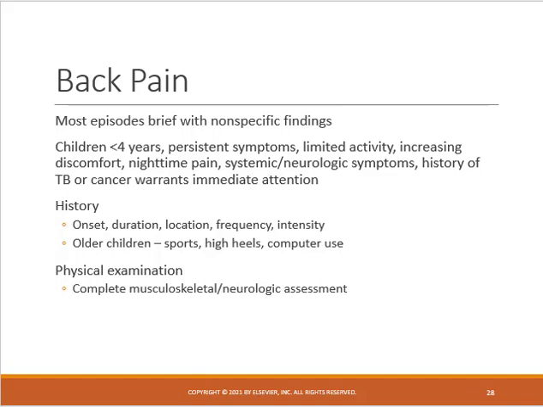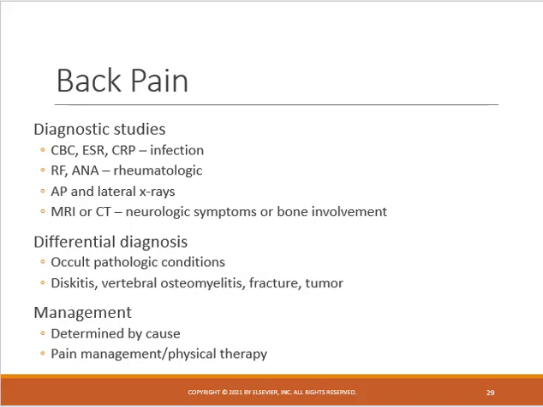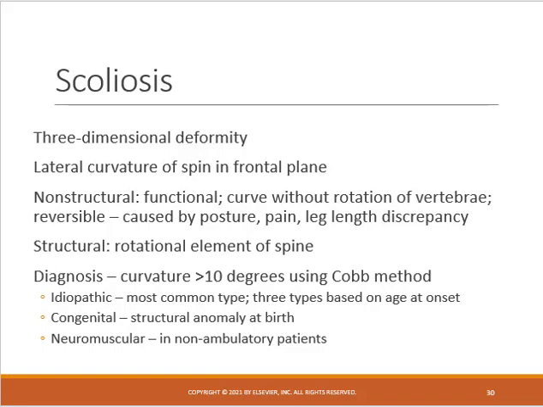On our physical exam, you're going to want to do a complete musculoskeletal and neurological exam. You're going to want to try to rule out if there's any infections, any rheumatoid issues. You'll be doing AP and lateral x-rays. You may need to do MRIs or CTs if there's neurological symptoms or bone involvement. Your differential diagnosis would include occult pathological conditions. There could be discitis, osteomyelitis, fractures, or tumors. Management is going to be determined by the cause, and then the goal is pain management and physical therapy to help get this child back to normal activity.